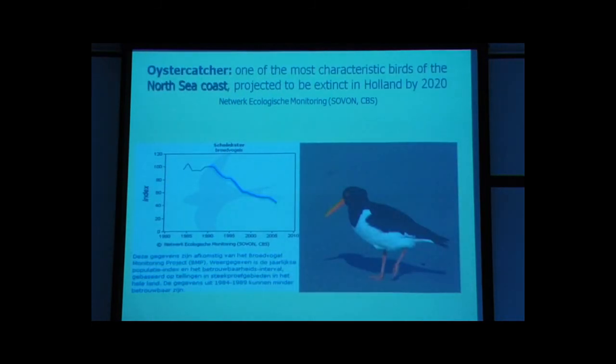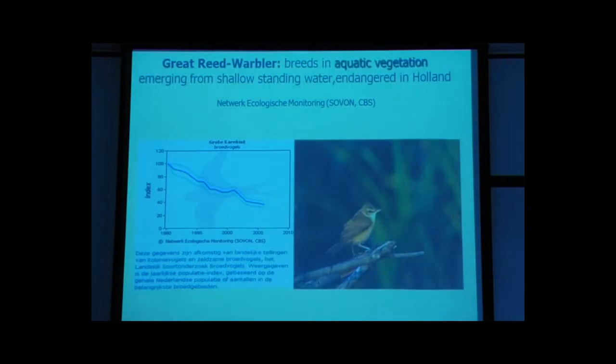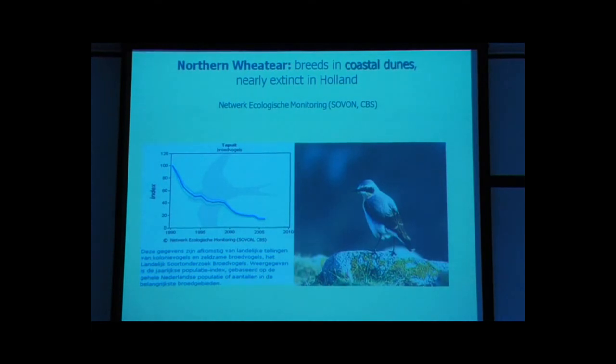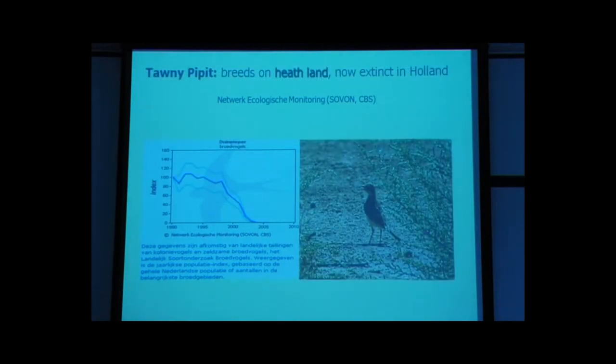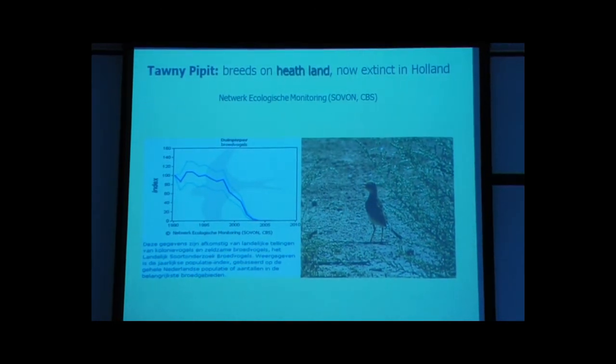The oystercatcher is one of the most characteristic birds of the North Sea coast and is projected to be extinct in Holland by 2020. The great reed warbler breeds in aquatic vegetation emerging from shallow standing water, is also endangered in Holland. The northern wheatear breeds in coastal dunes and is nearly extinct in Holland. The tawny pipit breeding on heathland is now extinct in Holland.